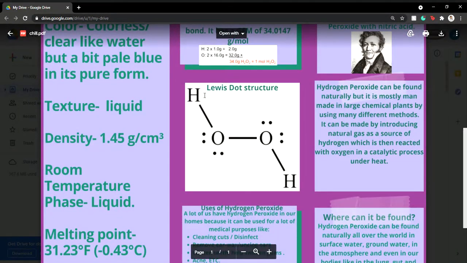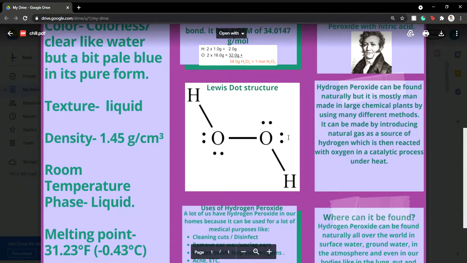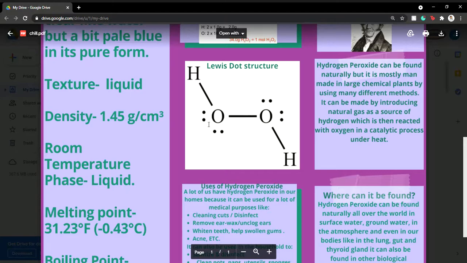Here is a Lewis dot structure of hydrogen peroxide, which shows the bonds and how the two elements come together to form this compound. So we see the bond between the oxygens and the hydrogens.